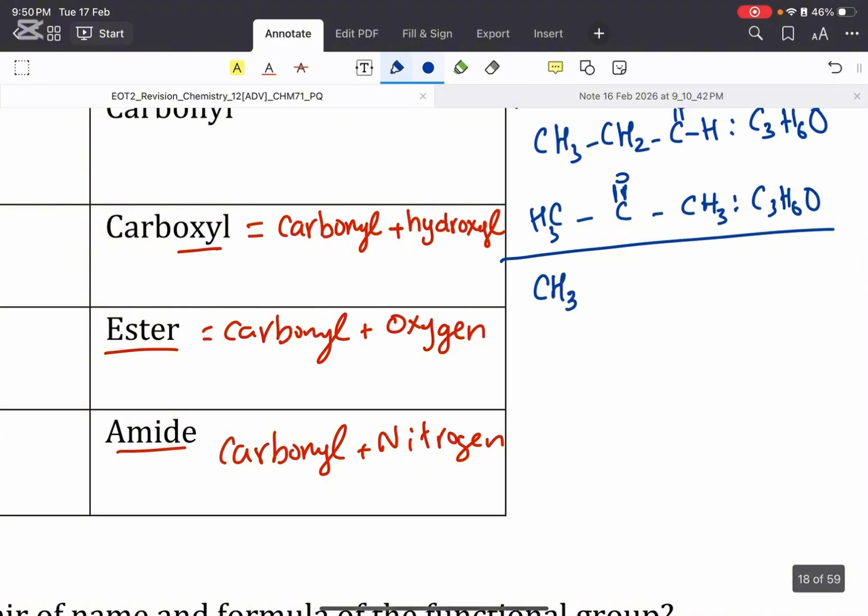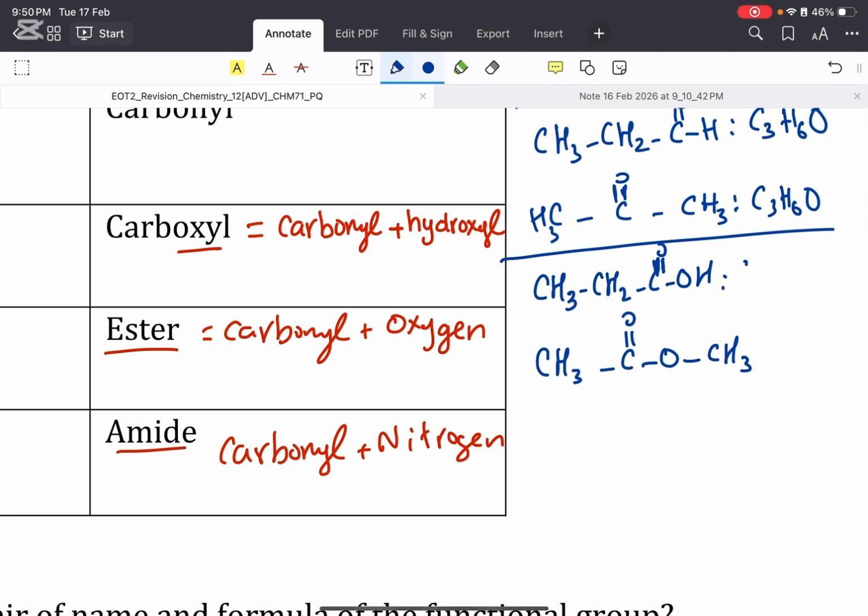For example, I have CH3, CH2, COOH. That is a carboxylic acid. Now this carboxylic acid has 3 carbons. Now let me give you an ester with 3 carbons. Here's an ester with the 3 carbons.